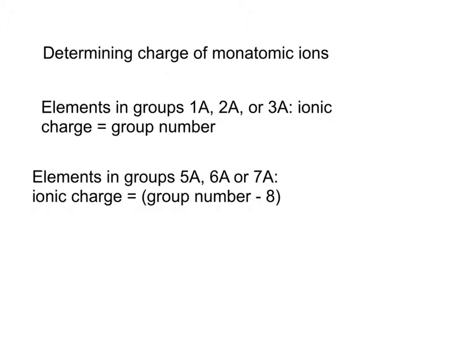Group 5A includes nitrogen and phosphorus. Again, we take the group number, 5, subtract 8, and you get -3. So a nitride ion has a charge of -3. A phosphide ion also has a charge of -3. In our last example, we had a combination of a group 1 metal and a group 7 halogen, sodium and chlorine, and the charges neatly balanced. But what happens when they don't balance quite so neatly?